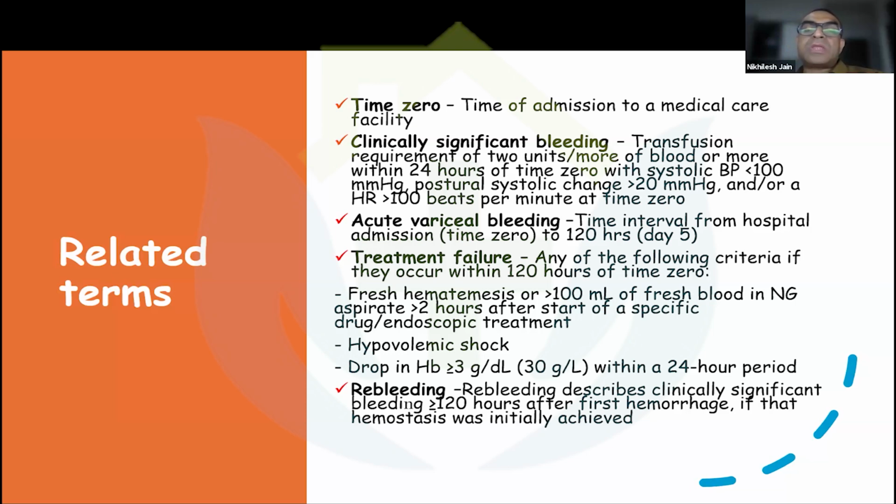Rebleeding describes clinically significant bleeding which is more than 5 days, that is more than or equal to 120 hours after the first bleed, if hemostasis was initially achieved. Right?